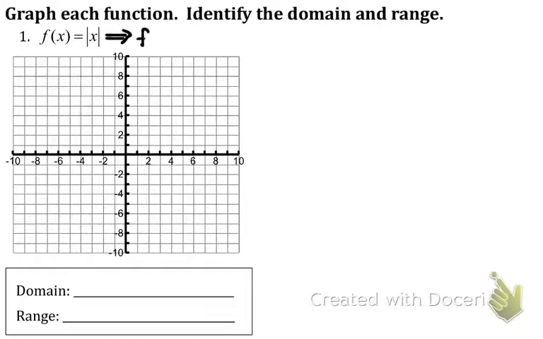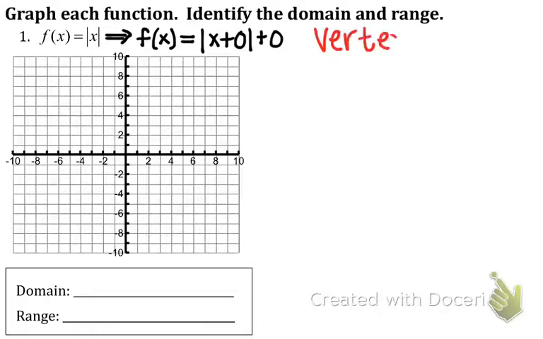But actually, there is something being added inside and outside, and those would be zeros. So the absolute value of x plus 0 on the inside plus 0 on the outside is the same thing as just the absolute value of x. Written this way, in the same way as our general form, it's now easier to identify what the vertex is. So remember, the vertex is the opposite of the value that's inside here, so that would just be 0 for the x, the h coordinate, and then the value that is on the outside, so that would also be 0 for the y coordinate.